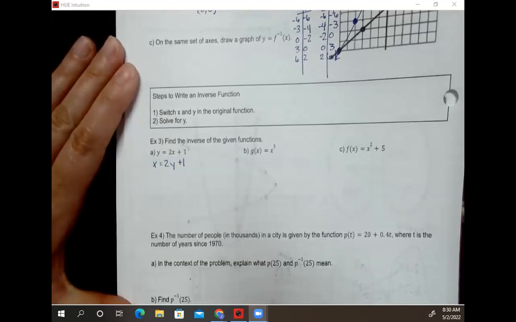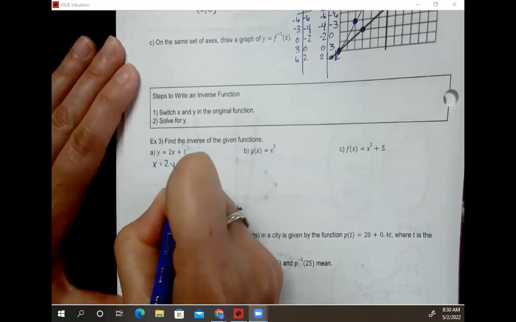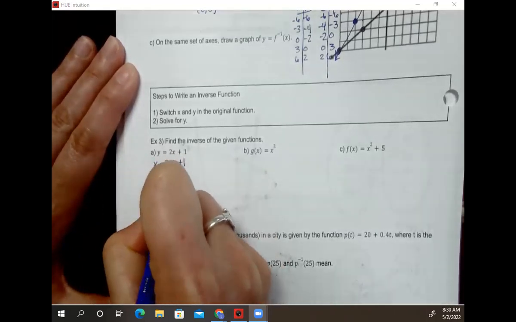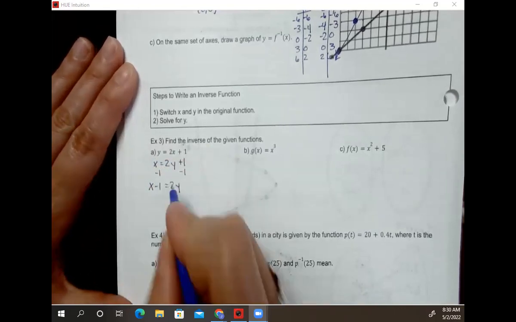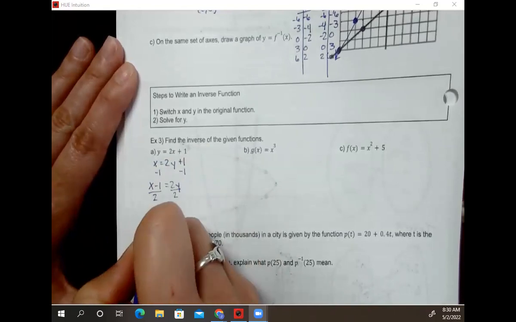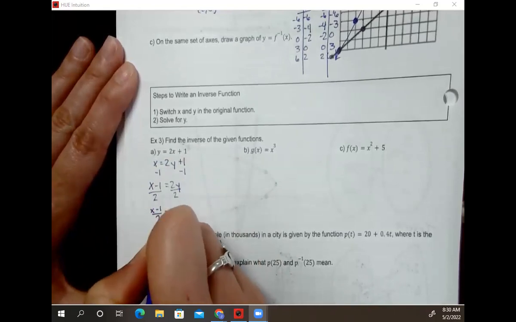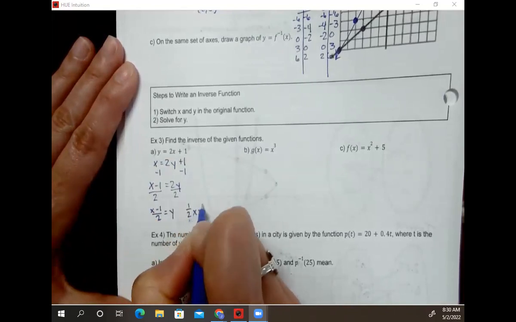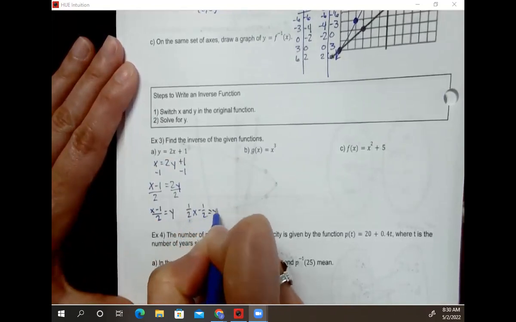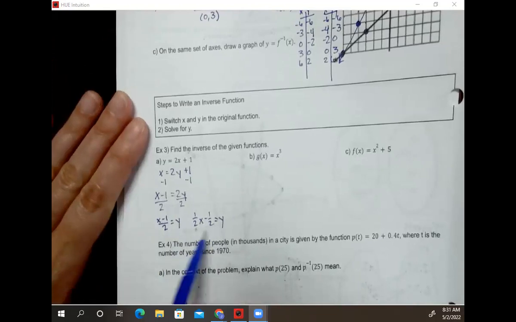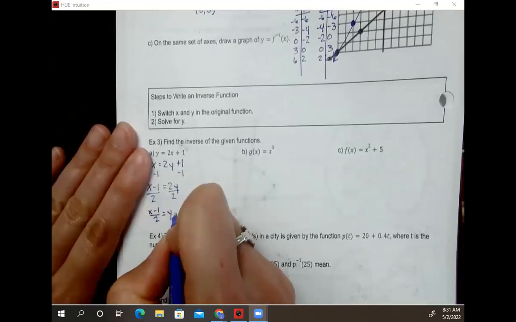Now I want to get y by itself. So for this little linear function, that means start by moving the 1 to the other side. I get x minus 1 equals 2y. And now I've got to divide both sides by 2 to get y by itself. So I get x minus 1 over 2 equals y. Or if I wanted, I could write this as 1/2 x minus 1/2 equals y. That would be my inverse function. I switched x and y, and then I got y by itself. Okay, so here's my inverse function. Either of these is fine.